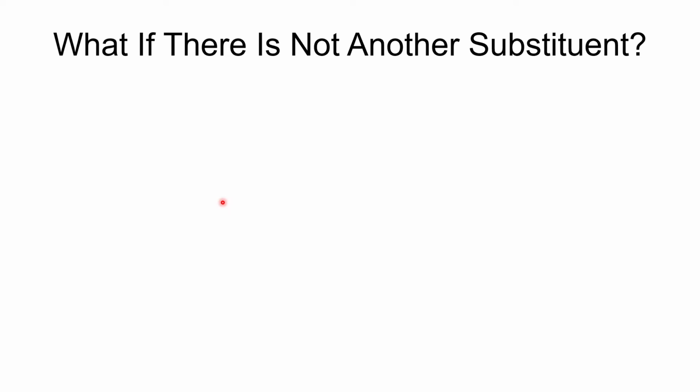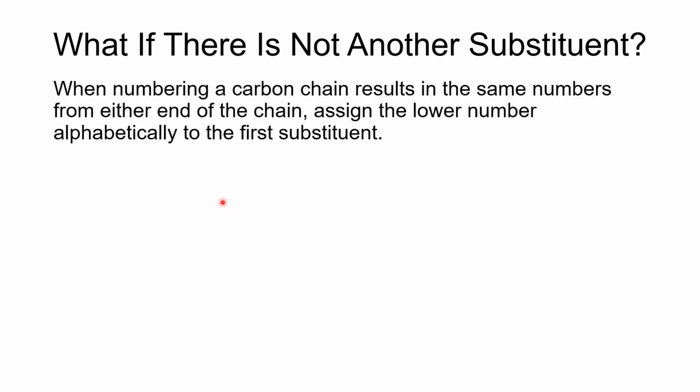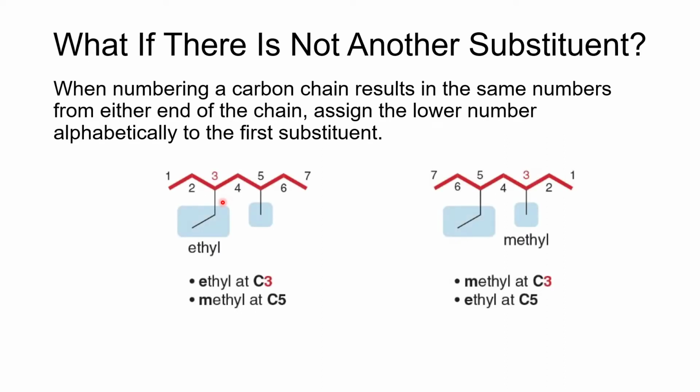All right, well, what if there's not another substituent? When numbering a carbon chain and it gives you the same numbers from either end of the chain, then assign the lower number alphabetically to the first substituent. If there's no difference in the substituent, then it doesn't matter which way you number it. But in this case here, you'll see that if we count from this side, our first substituent is at carbon 3, and it is an ethyl. And our second substituent is at carbon 5, and it's a methyl. If we count from the right side, 1, 2, 3, our first substituent is the methyl at carbon 3 and ethyl at carbon 5. Well, here is where we apply our alphabetical rule.